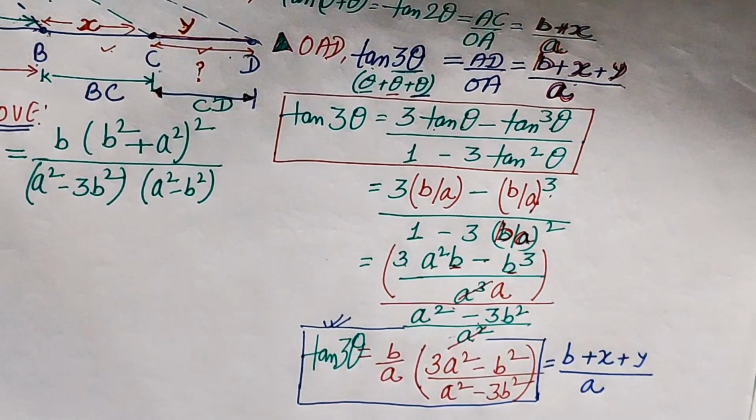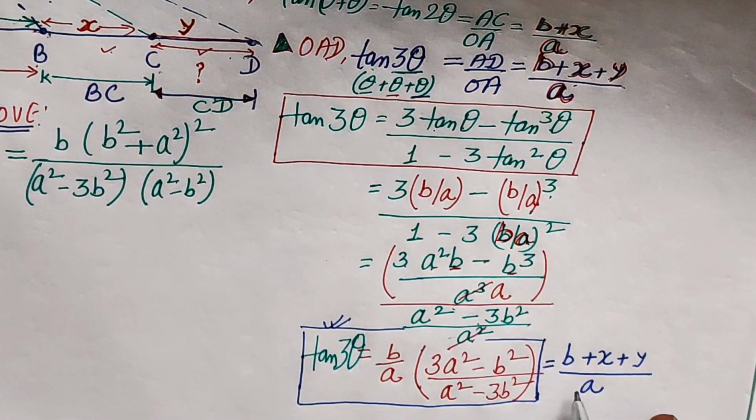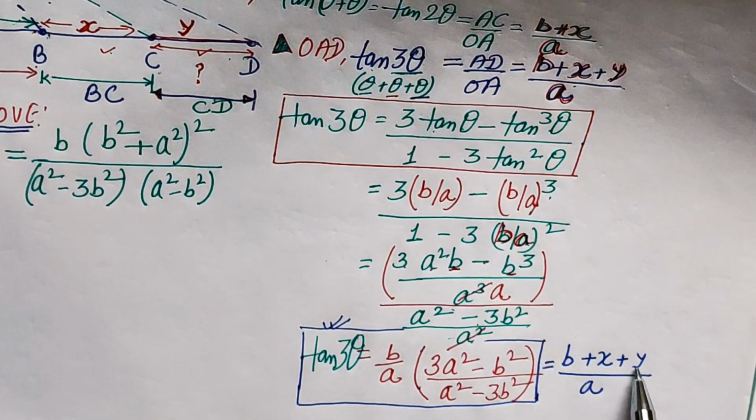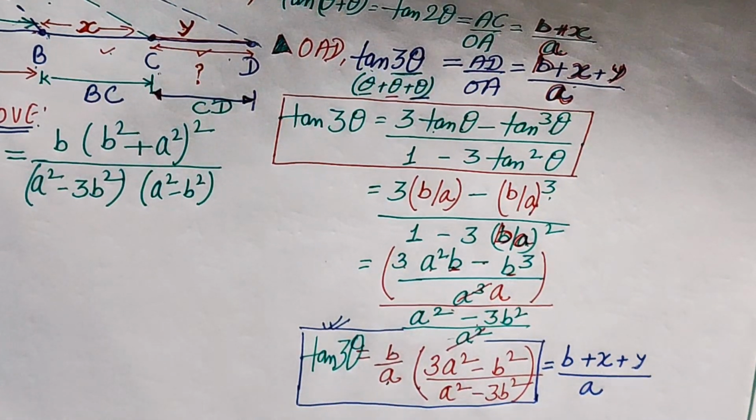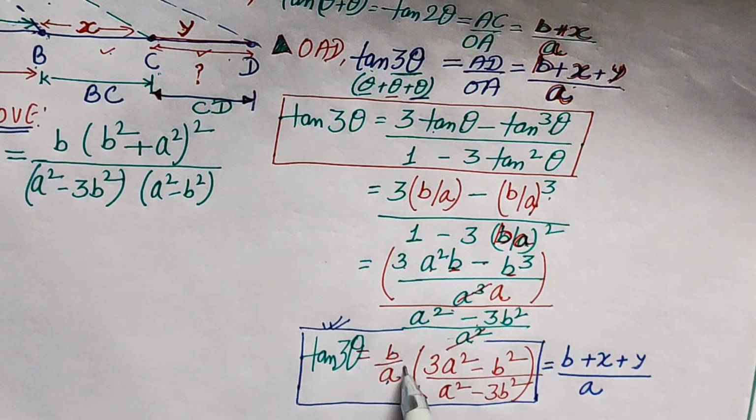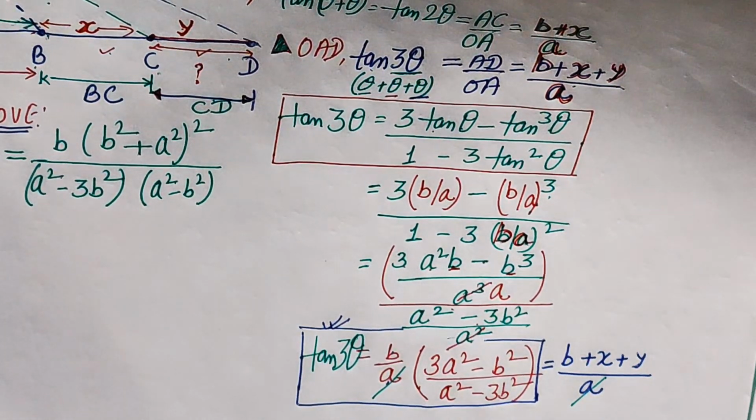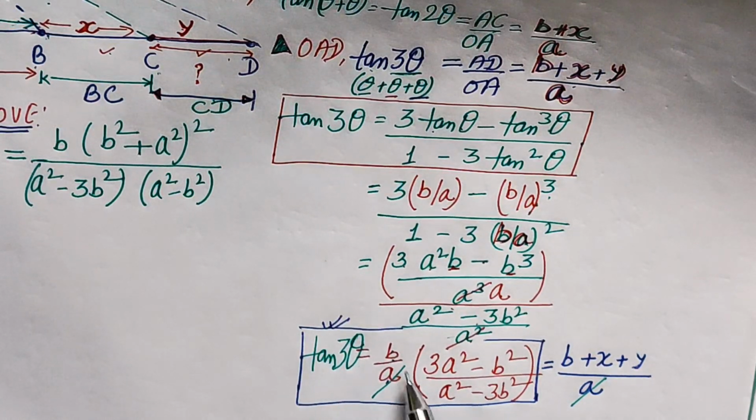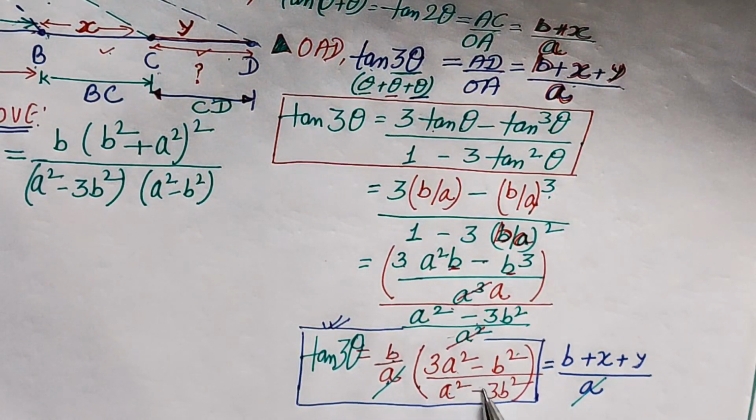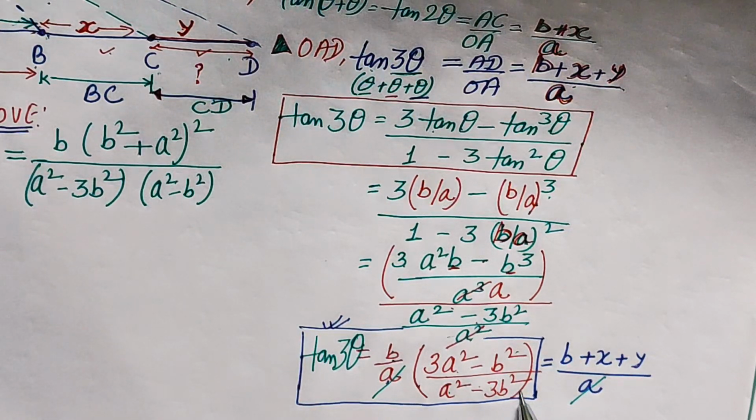And from here we can see the value of y can be calculated in the form of x. How? Simply, it's b by a, right? So here you can see this a is cancelled out, and we are left with b times 3a square minus b square by a square minus 3b square, right?